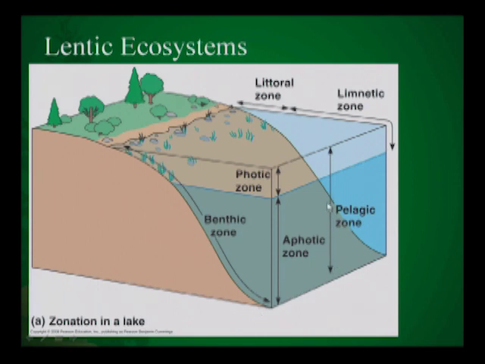If you're a fish or something like that that's freely swimming in the water column, we could consider that the pelagic zone, and so those types of fish would be pelagic fishes. And then, as I mentioned earlier, the coastal region is the littoral zone, and then the open water is considered the limnetic zone. All right.